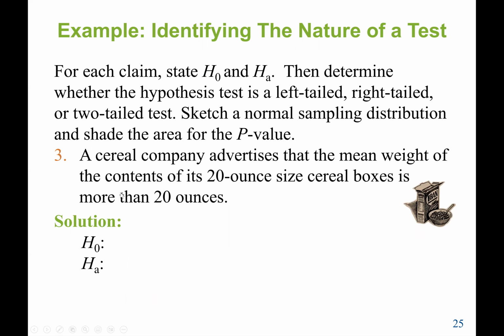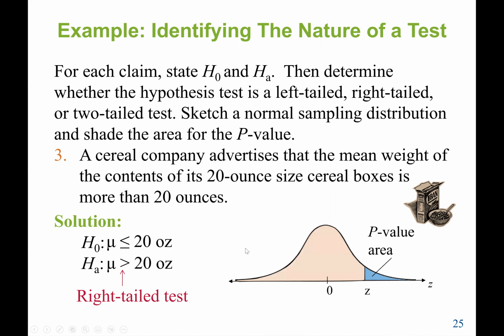Next, we have a cereal company that advertised that the mean weight of the content of its 20-ounce size cereal boxes is more than 20 ounces. So this will be a right tail. HA will be greater than 20 ounces, then HO, the mean, will be less than or equal to 20 ounces. So we have a right tail test.